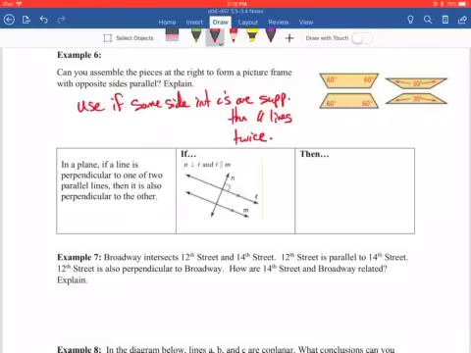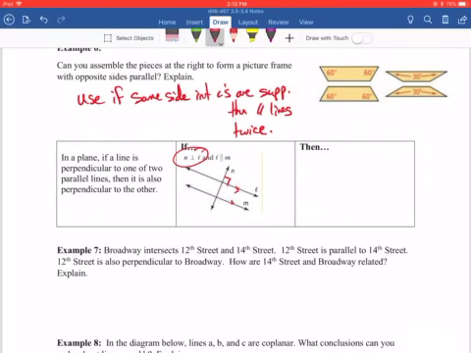In a plane, if a line is perpendicular to one of two parallel lines, then it is also perpendicular to the other. So in this picture, I have that N is perpendicular to L. That's why I have that box there. And I have that these two lines are parallel. What can we now conclude? N is perpendicular to M. Good.